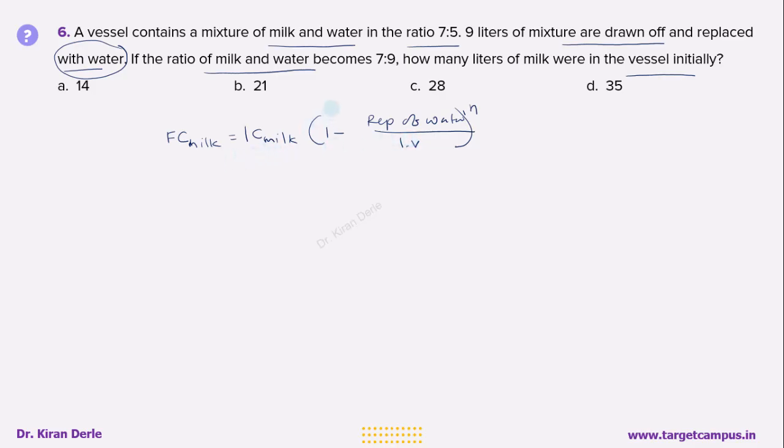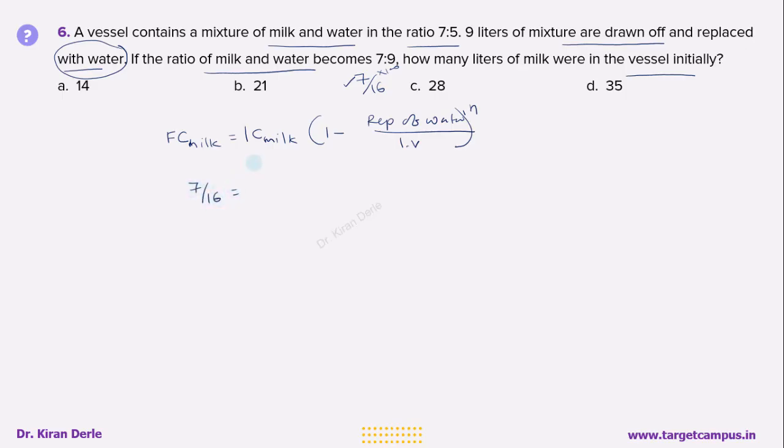Fine, right? What is the final concentration of milk? The ratio of milk and water becomes 7:9. So what is the concentration of milk here? It is not 7/9. That is the ratio of milk and water. But what we want is the concentration of milk. So out of total 16 parts, 7 is milk. This is concentration, this is proportion. If you multiply, you'll get percentage also of milk. So final concentration of milk is 7/16.